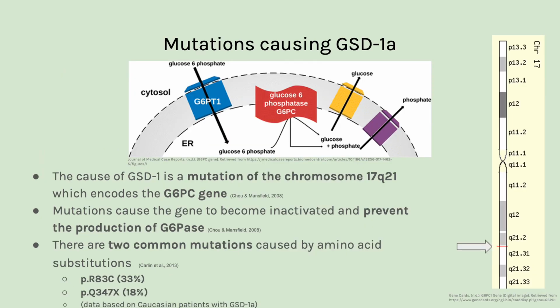So now let's get into the mutations causing GSD1A. The cause of GSD1A is a mutation on chromosome 17, which encodes for the G6PC gene. This gene is responsible for producing the catalytic domain of G6Pase. Most forms of the mutation cause the gene to become inactivated and therefore can no longer produce G6Pase, which creates an imbalance in glucose homeostasis. The most common mutations of GSD1A are R83C and Q347X. Both these mutations are a result of point mutations in which there is a single amino acid substitution.